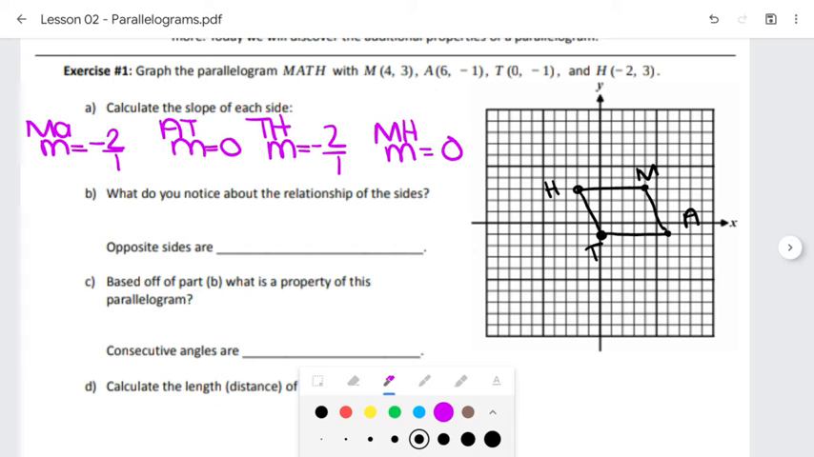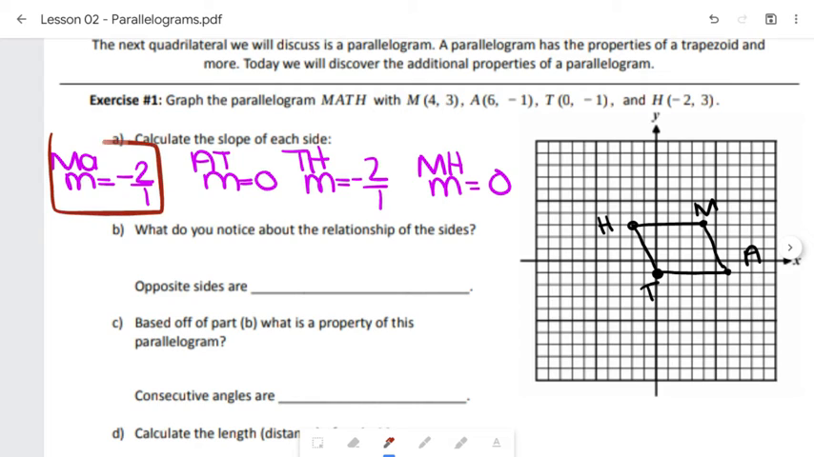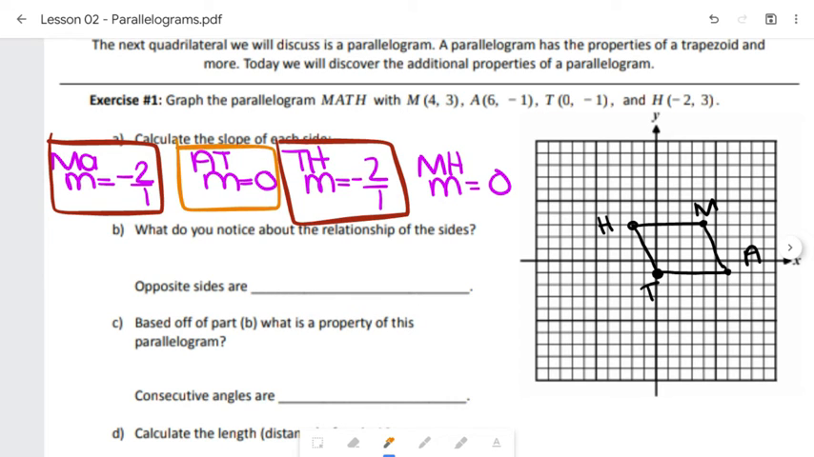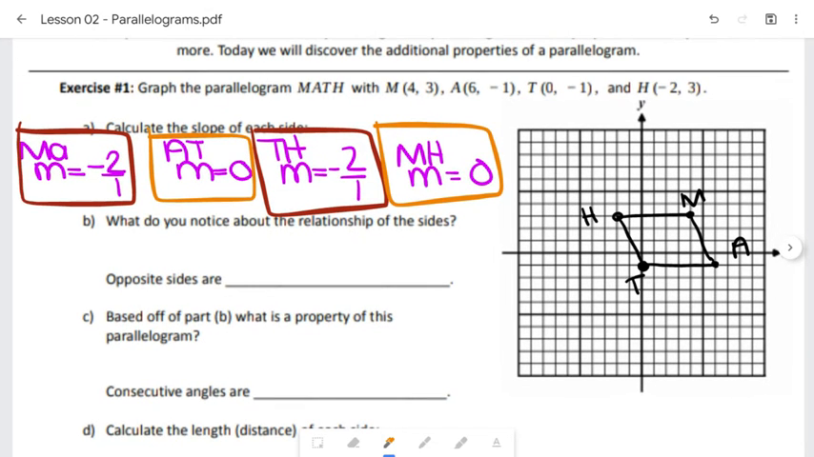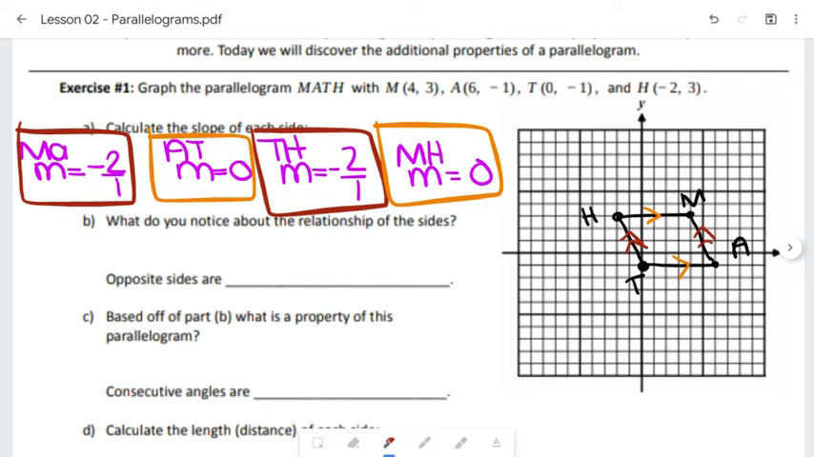And then after we have that, we should notice MA and TH have the same slope, and AT and MH have the same slope. So we know that the opposite sides, right, if I look at MH and AT, and I look at TH and MA, the opposite sides are parallel. Remember, that's what slope shows us. If you have the same slope, they are parallel. So we know it was slope formula, so we know we were either going to be parallel or perpendicular. In this case, same slope, so parallel.